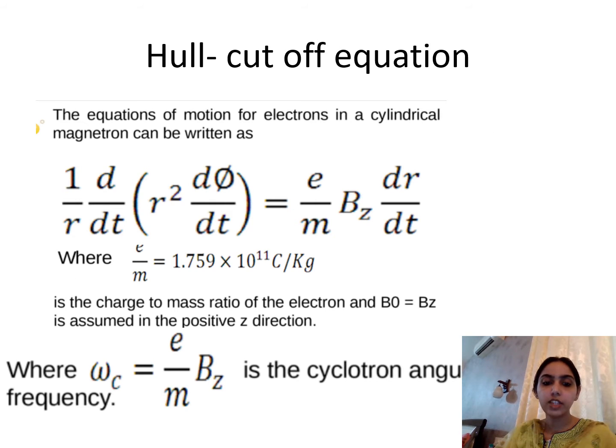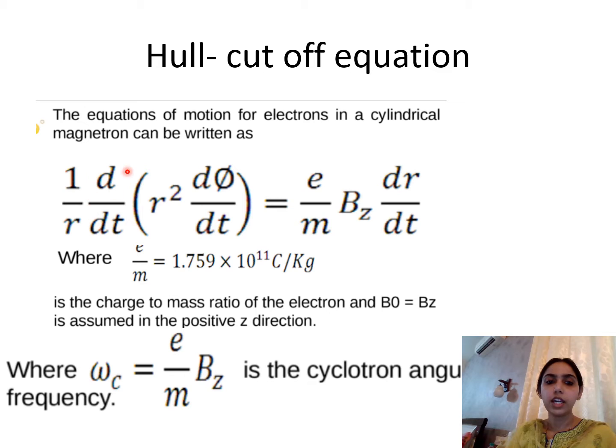Now to derive the Hull cutoff equation, that is both the Hull cutoff magnetic field and the Hull cutoff voltage equation, we have to start from the equation of motion of the electron in cylindrical coordinates. Since we are studying a cylindrical magnetron, we will consider the equation of motion of the electron in cylindrical coordinates. Starting from this equation, we can derive the Hull cutoff equation.